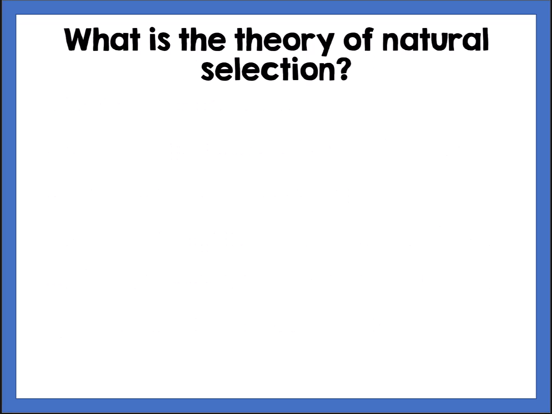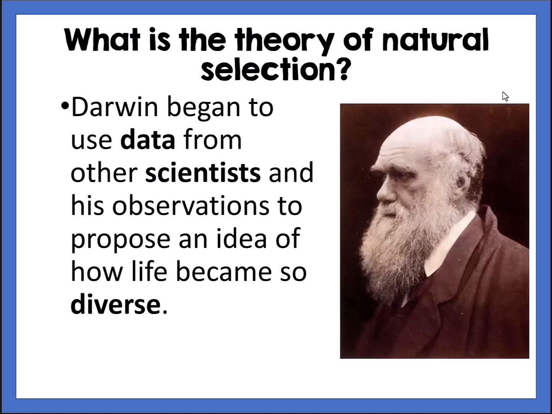Sometimes the theory of evolution and the theory of natural selection are used as interchangeable phrases, and that's not necessarily the case. So let's look closely at the theory of natural selection. Darwin began to use data from other scientists, as we just discussed, and his observations to propose an idea of how life became so diverse.